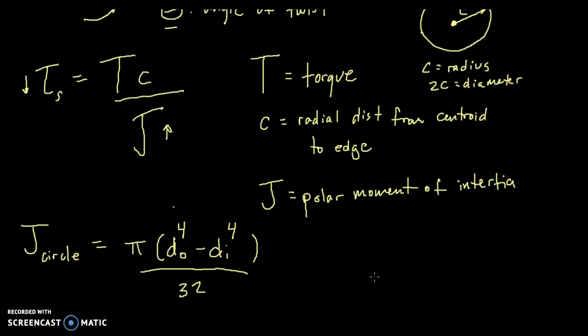So what, excuse me, what is the outer and inner diameter? Well, if we are looking at a pipe that is hollow in its cross-section, we're going to have an inner diameter and an outer diameter.